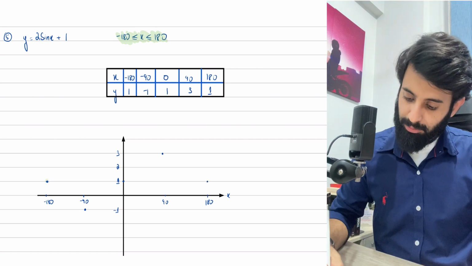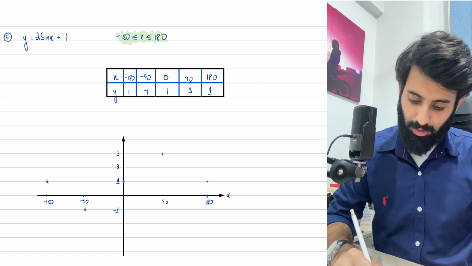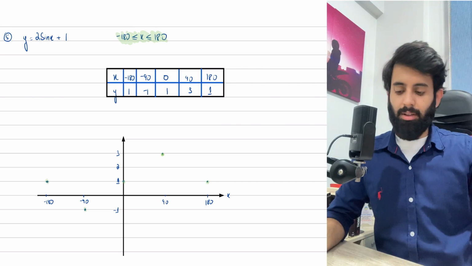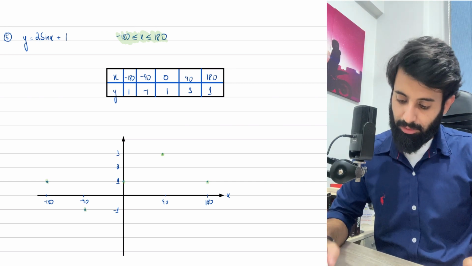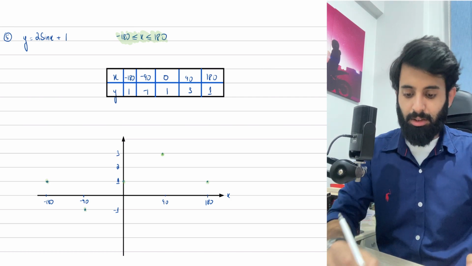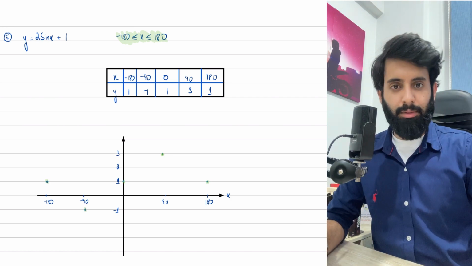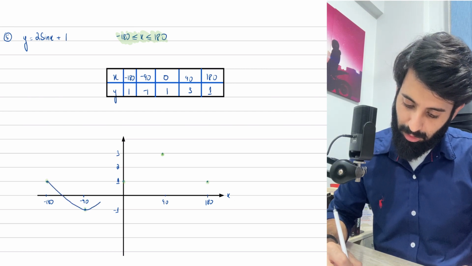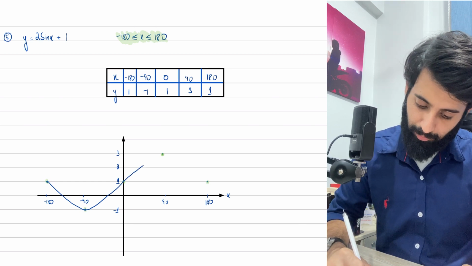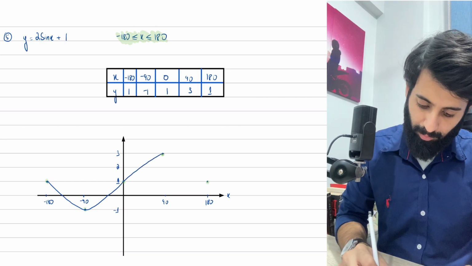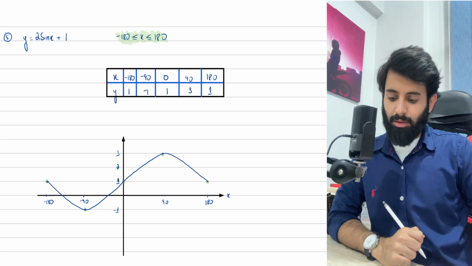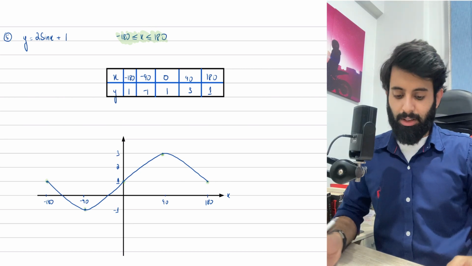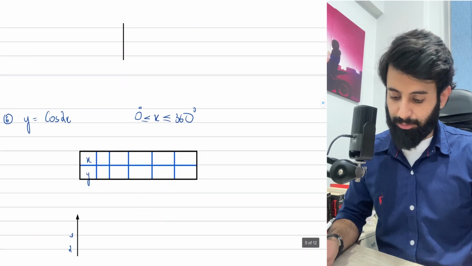Now, before I sketch the curve, first let me highlight the points through which the curve will be passing. It's important that you hover your pencil and get familiar with the shape of the curve. So this is what I'm doing, hovering my pencil over the points so that I know the kind of curve I have to plot. So this is the kind of curve that I am going to plot. There you go, we have ourselves a graph of 2 sin x plus 1. And that's it. Now we're going to move on to the next question.